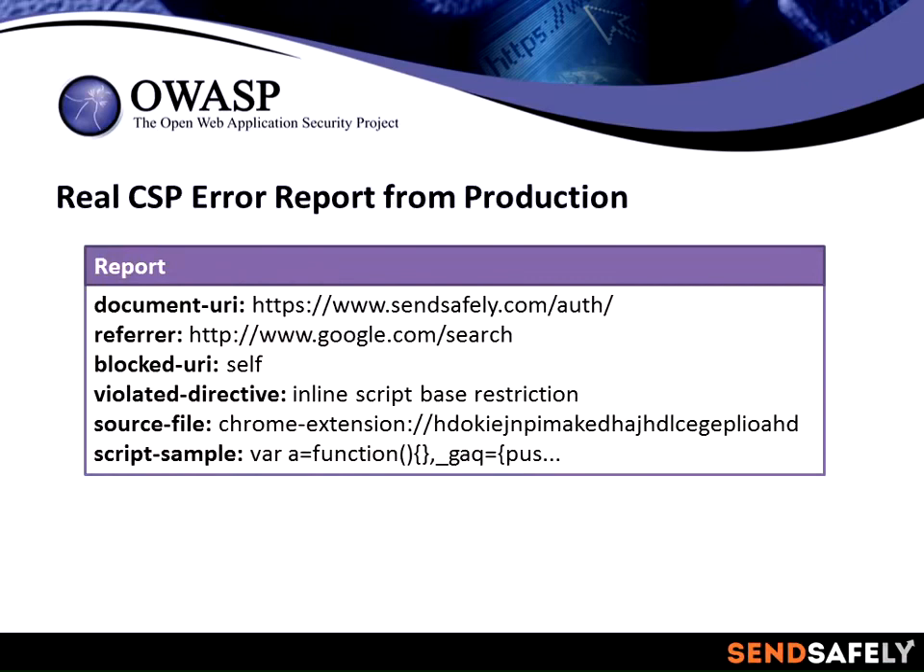So this is an example of a real error report that we've seen in our log files. You can see it's happening on our auth page, which really is our login page. The referrer is coming from Google, so someone probably searched for SimSafely, found us, and clicked the link. Again, this is an unsafe inline restriction, so there seems to be some kind of injected code on our HTML page. The source file here is interesting, and we're going to talk about that in a bit because it seems to be pointing towards a Chrome extension. And finally, there's a short script sample.